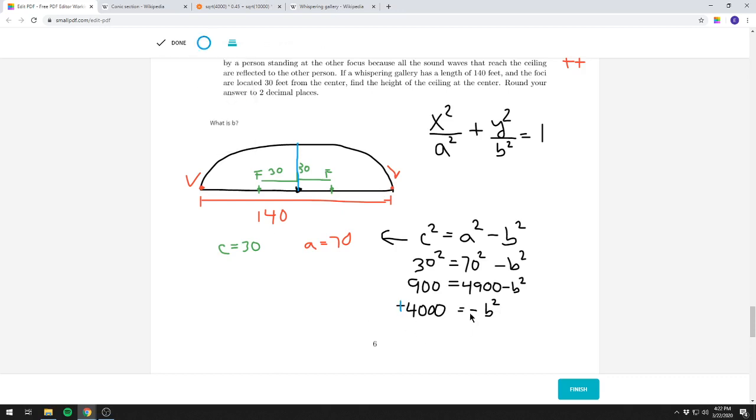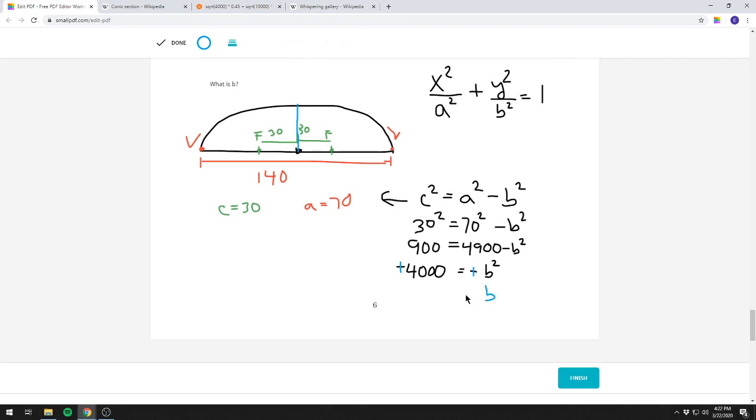The negatives knock each other off just like they always have. We get b equals the square root of 4,000, and we want that rounded to 2 decimal spots. The square root of 4,000 is about 63.25. And that's what we want to know. What is b? What is the height there?